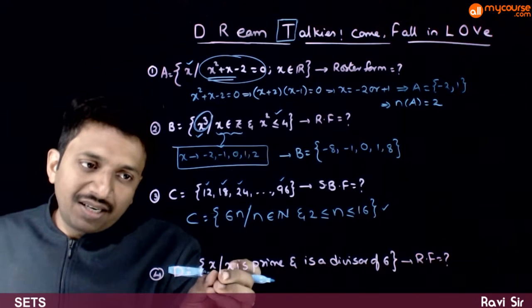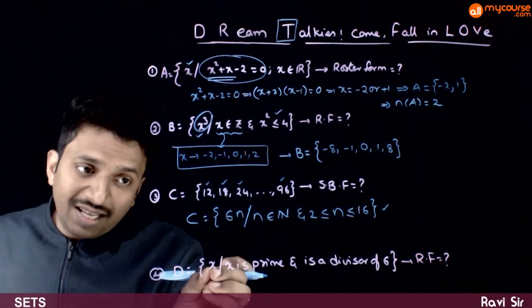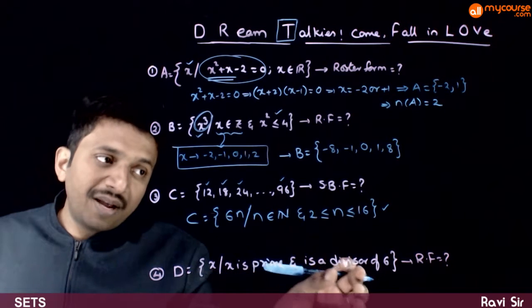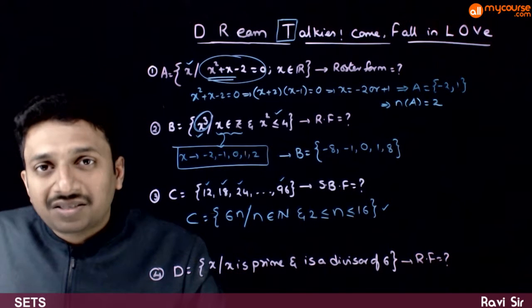Next, D is a set containing x such that x is prime and a divisor of 6.